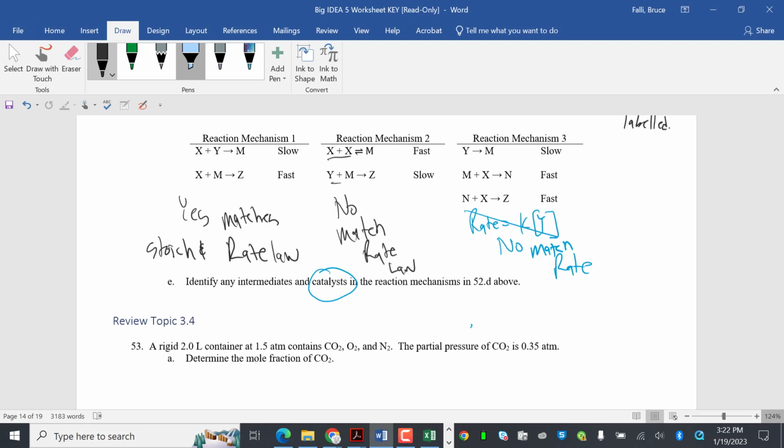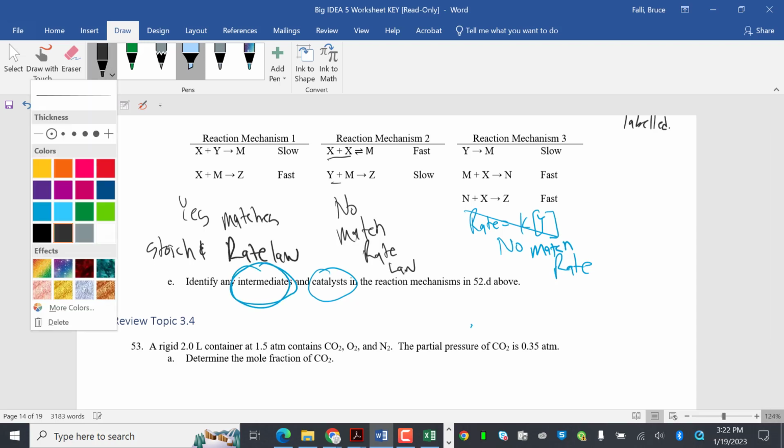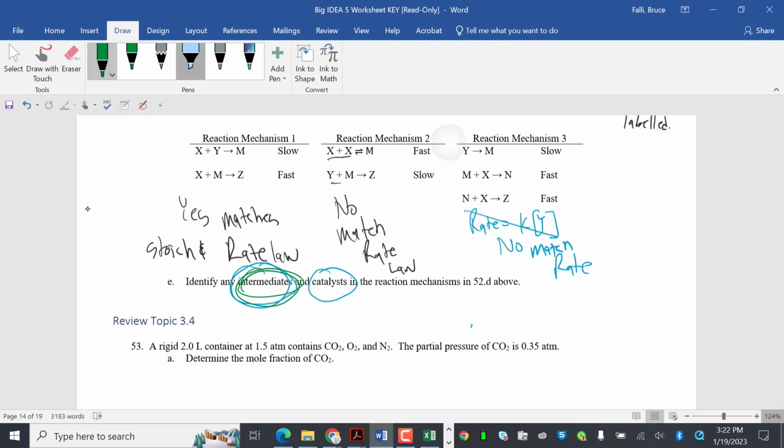Nope. So an intermediate, I'm going to change my color. Intermediates are something that forms and gets reused. That's M. Something that forms and gets reused. M. N. So on that spot, we don't have any reactants that reformed again, so that's it.